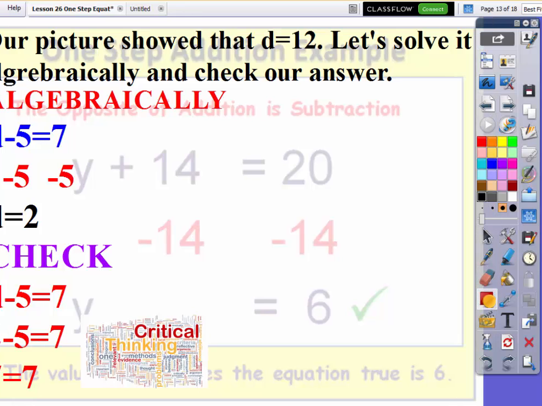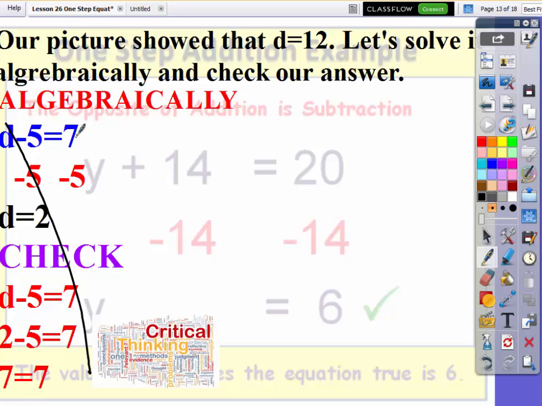Since we're doing this one online, I'm going to have you guys just ignore this part over here.